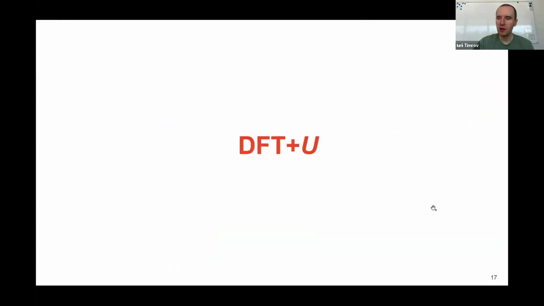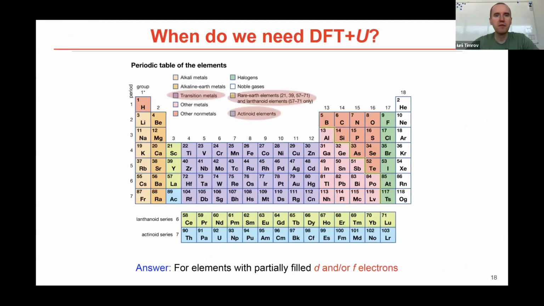Let's start discussing DFT plus U. So what is DFT plus U, and when do we need it? And what is this mysterious U? Let's try to understand it. First of all, when do we need DFT plus U? This is the periodic table of elements, and does any of you know when we need DFT plus U? Maybe you heard about this method a little bit. So you can suggest for which elements we might need DFT plus U.